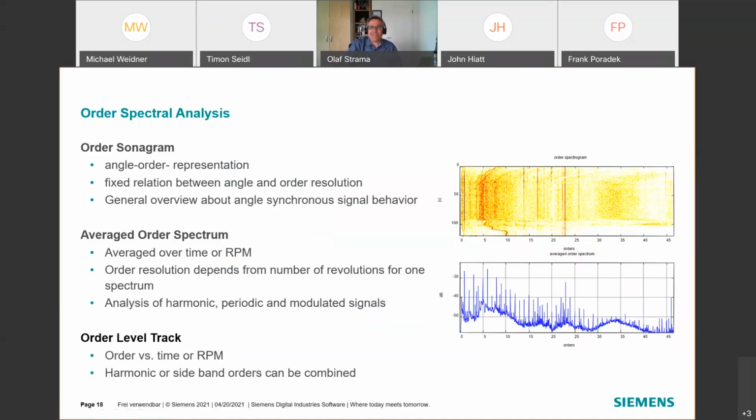On the other hand, we have an order level track. This can be calculated versus time, RPM, or another measure. That gives us the behavior of a certain special harmonic over the time or over the RPM, so that we can find several issues that are RPM dependent, for example.